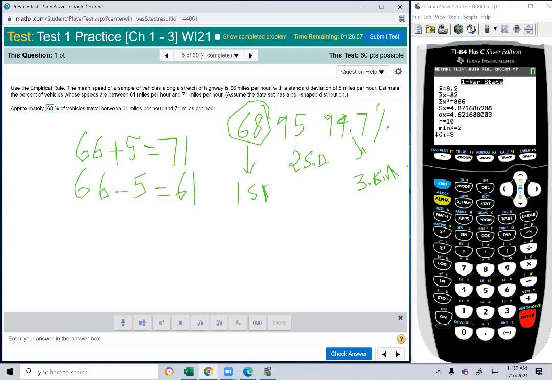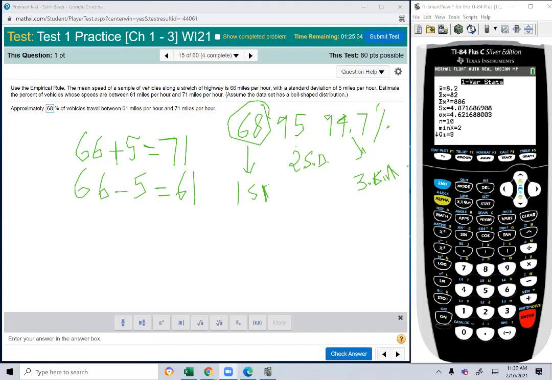Now, let's say I give you the same question on the test and I change that. Make it 56 and 76. 56, guys, means I subtracted 10, 2 standard deviations, and then from 66 to 76, I added 2 5s, 2 standard deviations. Your answer would be 95%. So this is how you do that.